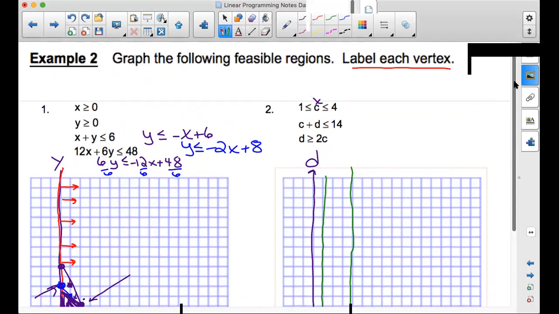All right, let's keep on solving. So x is c, the first variable is your independent. That means the d represents y, that's what we're solving for, that's the dependent. So d is less than or equal to negative c plus 14.